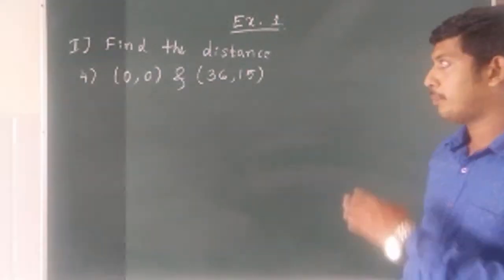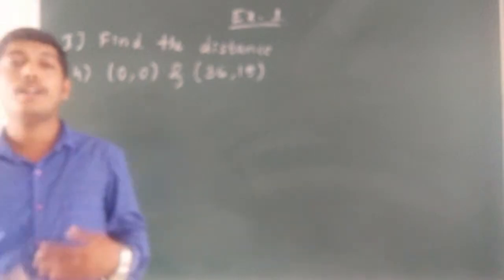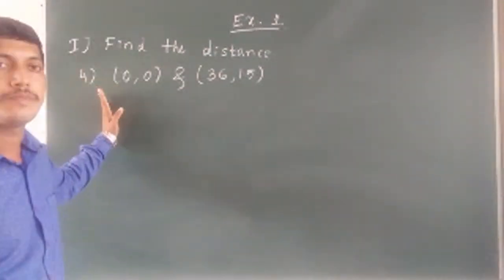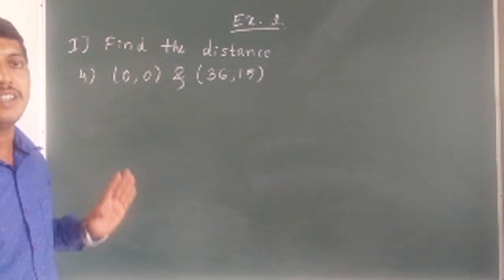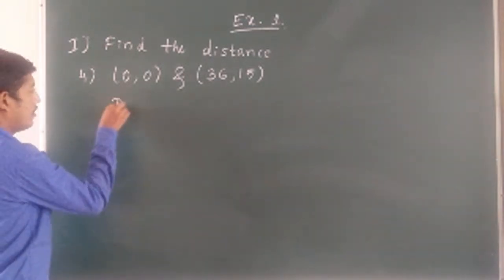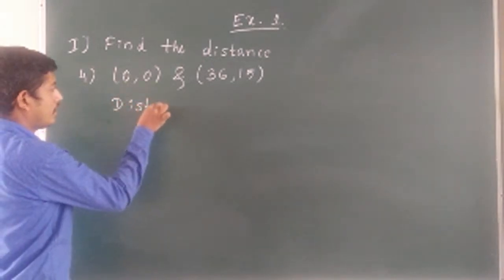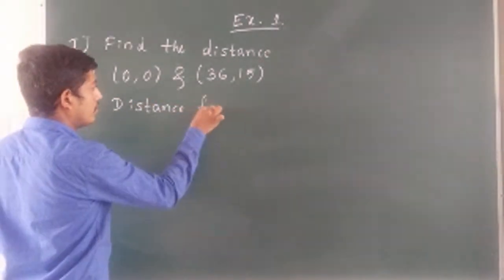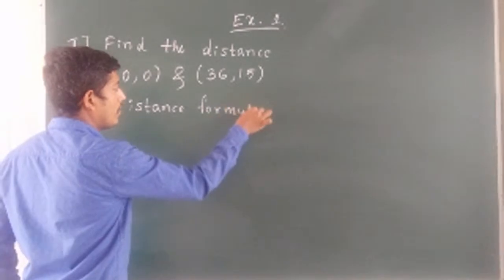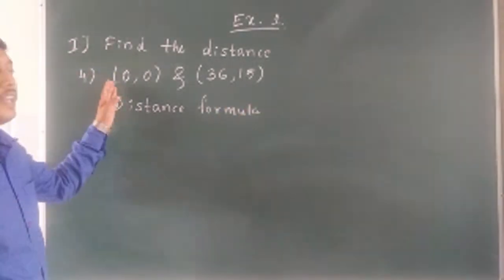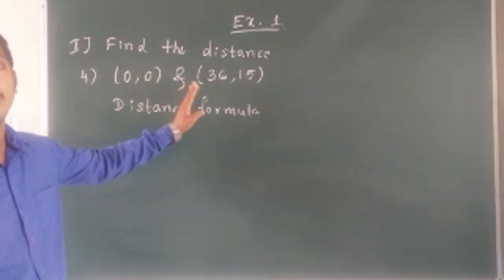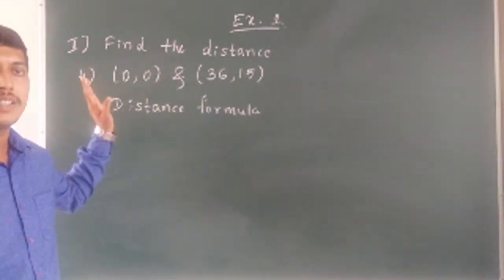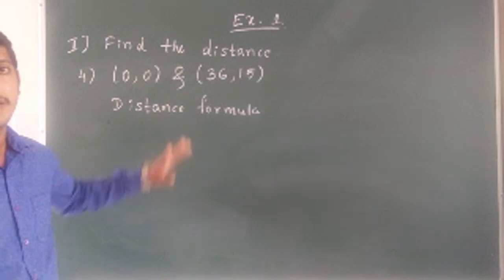So the points are 0, 0 and 36, 50. Now we have to find out what is the distance between these 2 points. To find out distance between the 2 points, we have to use the distance formula. Or you can write, if you name this point as A and this point as B, then you can consider distance between A, B, or distance between the points A comma B.